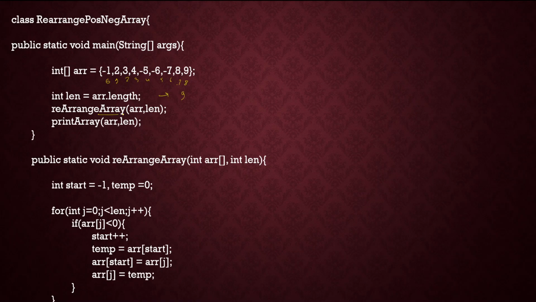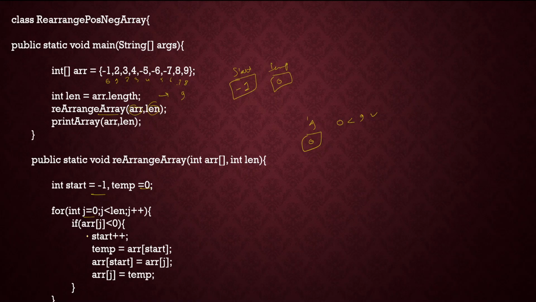Now we are following the rearranging of an array in which we are passing the array and its length. Let us create first a variable start, and put the value as -1. Let us create one more variable temp, whose value will be 0, as you can see it is written over here. Now we create one more variable j whose value will be 0 and check the condition: 0 is less than length, which is 9. Is it correct? Yes, it is correct.